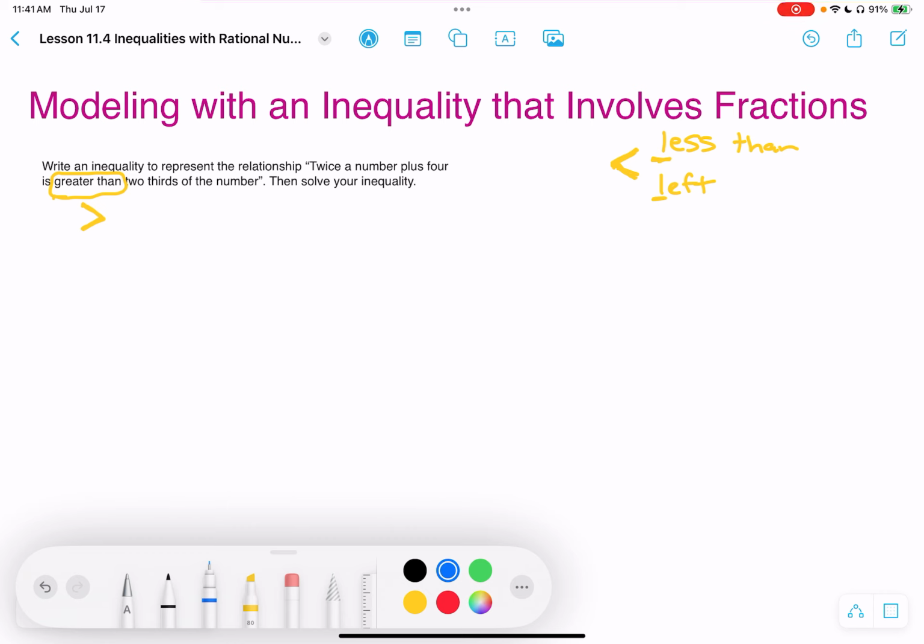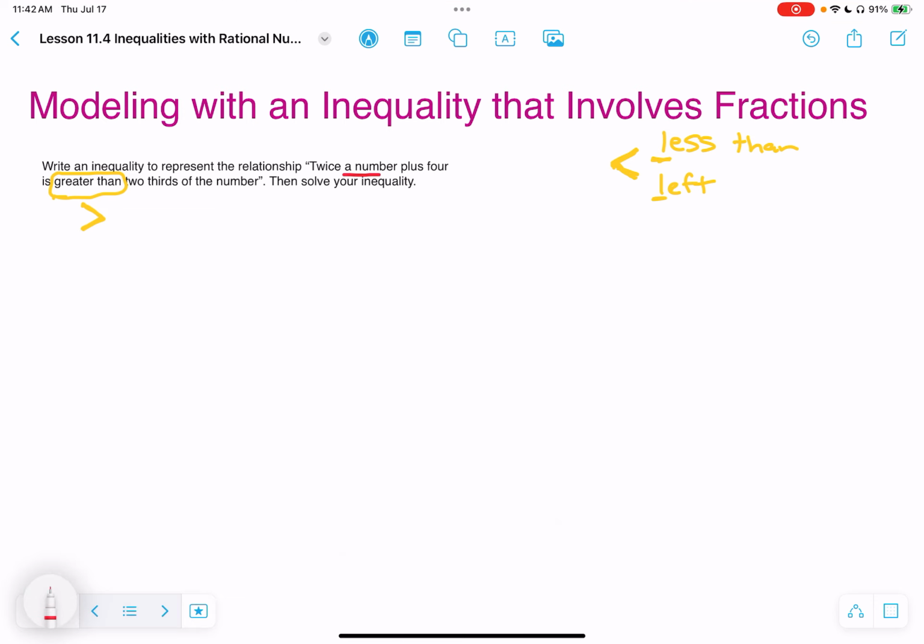Anyway, here we go. So twice a number plus 4 is greater than 2/3 of the number. So when you do this, I think a good strategy is to first find out what the variable is going to be. And in this case, it's a number. Twice a number plus 4 is greater than 2/3 of the number. So we can use anything we want for the number, but I like n for number.